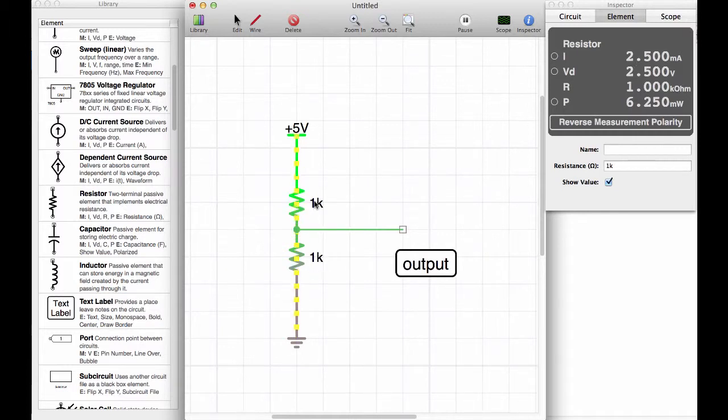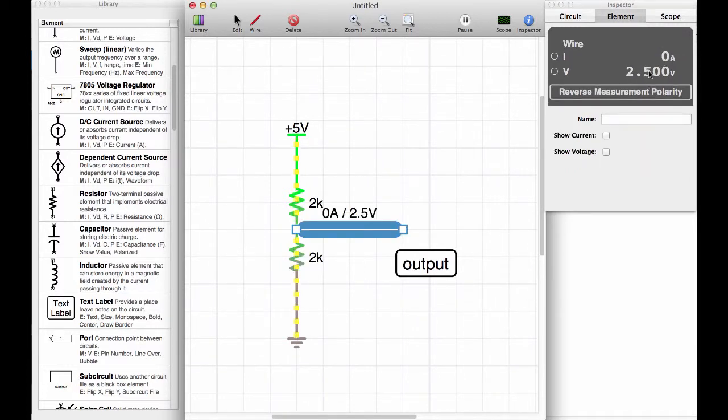That gives us just 2.5 milliamps. So let's put a different resistor value in here, and let's make this 2, and down here we also make it 2. What we see now is that the output voltage is still 2.5 volts, right? Because we still have an identical voltage drop up here and down here. So really what determines the output voltage is the ratio between these two resistors, not their actual absolute values.